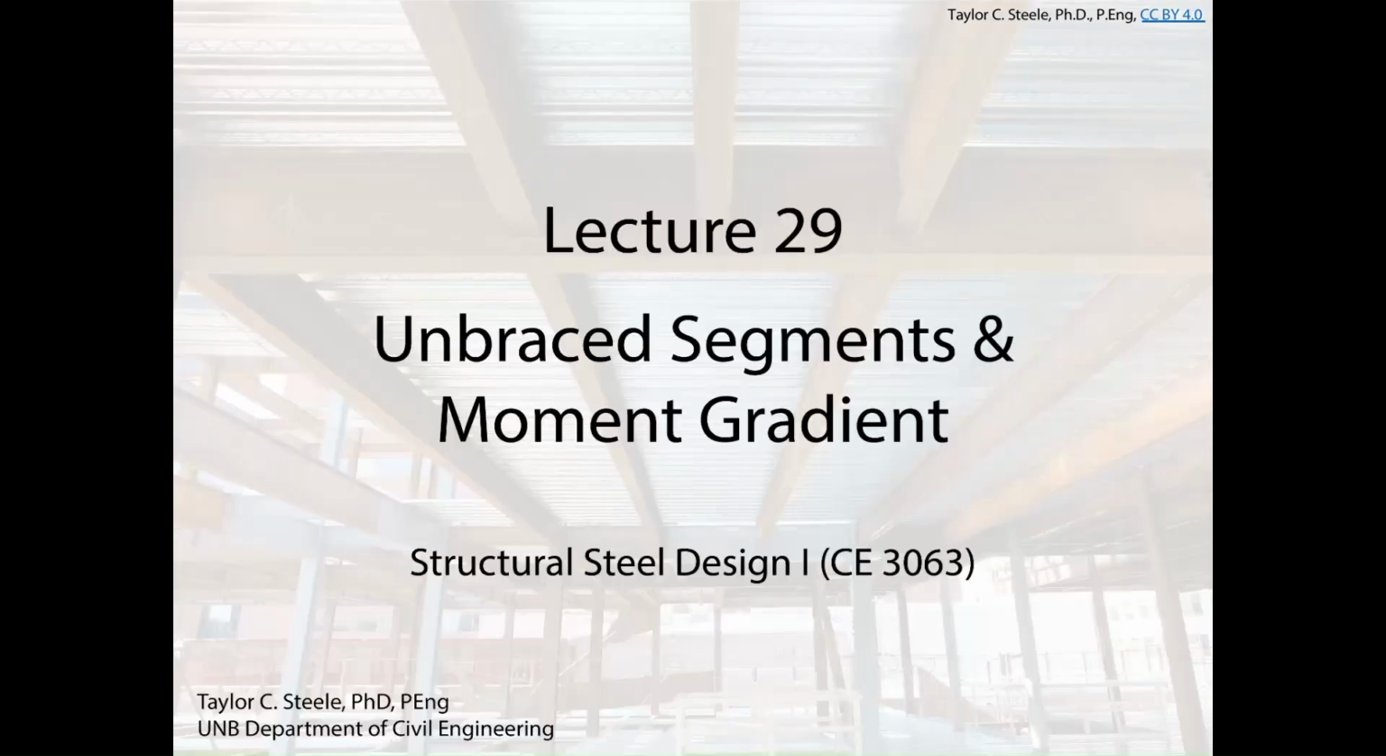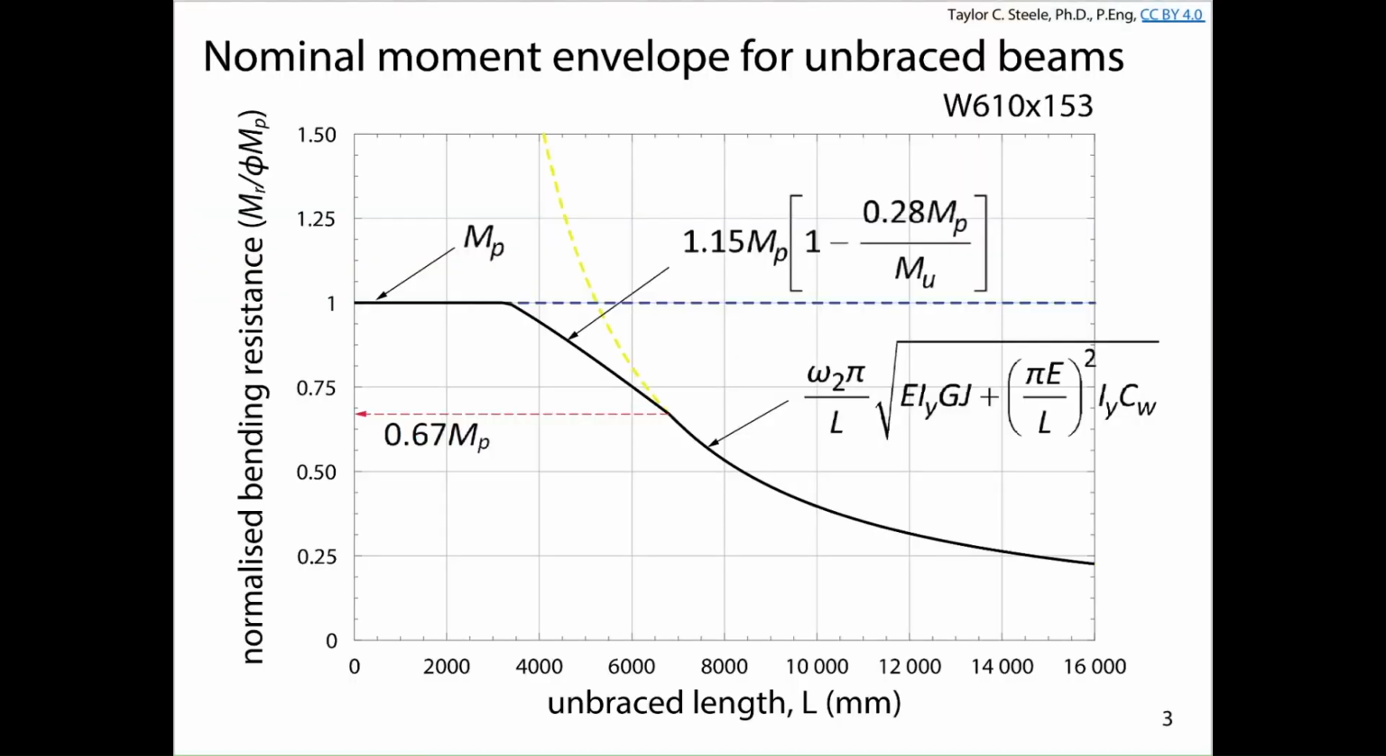So basically today we're talking about unbraced segments and moment gradient and how the unbraced segment length and moment gradient can change our lateral torsional buckling calculations. Okay, so this is what we looked at the other day. We introduced the idea of having this equation for Mu, the potential to develop the full plastic moment resistance, and then there is an empirical expression here.